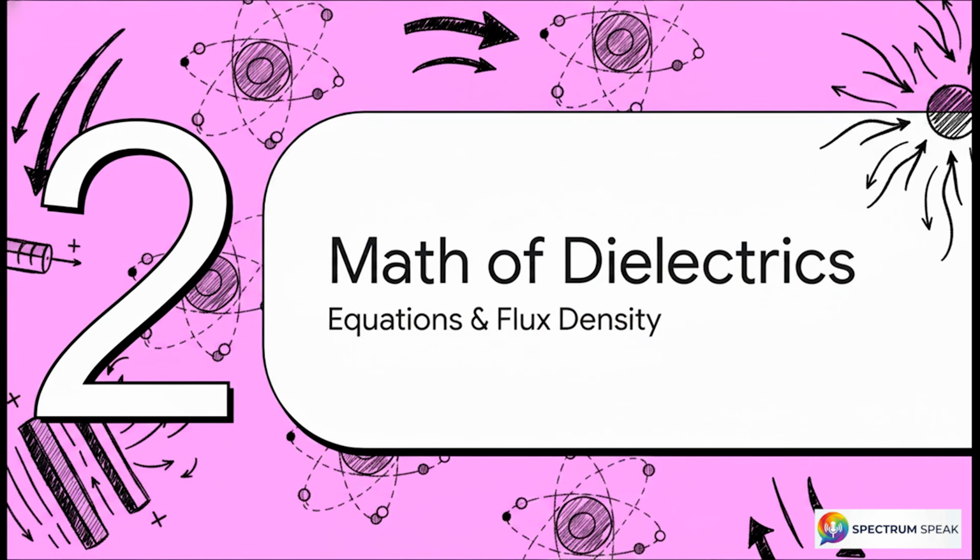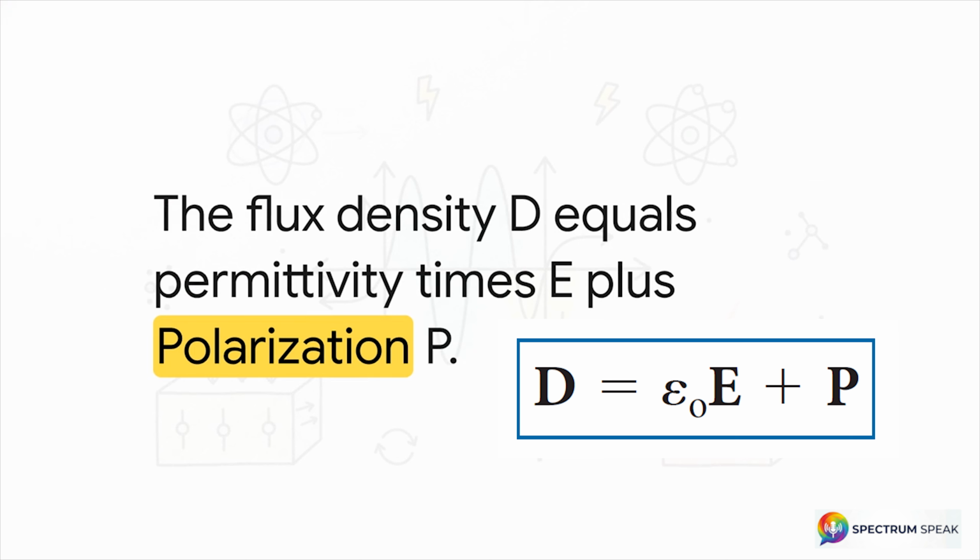Moving right along to part 2, the math of dielectrics. Of course, understanding the rubber bands is great, but as engineers, we need to actually quantify it. Let's transition into the mathematics and break down exactly how these atomic shifts affect the electric flux density in our systems. Here's our first foundational equation: D equals epsilon naught times (E plus P).